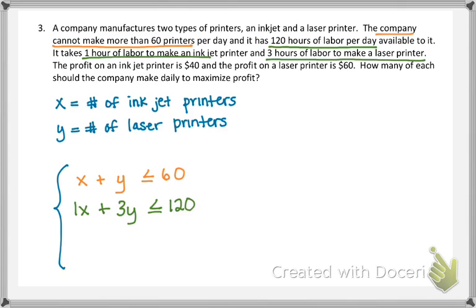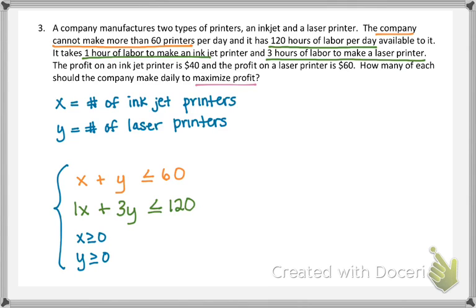Okay, and then let's just add in our common sense constraints. x has to be greater than or equal to 0. y has to be greater than or equal to 0. It doesn't make sense to have a negative number of printers. And then our objective.